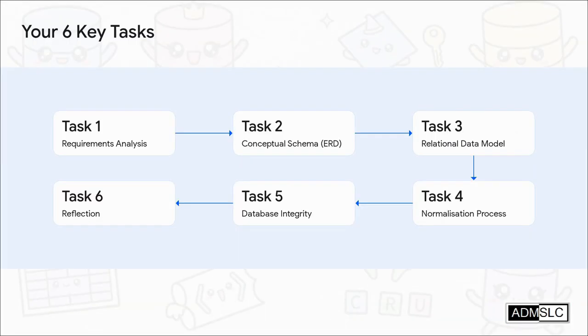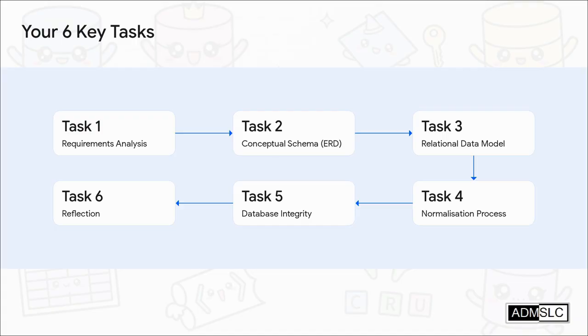So, what are these 6 tasks? Let's run through them. First up, requirements analysis. This is where you dig in, identify the key pieces, and back up your choices with some research. Next, you draw it all out in an ER diagram, a visual map. Then you turn that picture into a formal relational model, basically the blueprint for your tables. After that, we hit the big one, normalization. This is where you clean up your tables to make sure they're robust and error-free. And to wrap it up, you'll write a bit about database integrity and do a final reflection on your own design process.